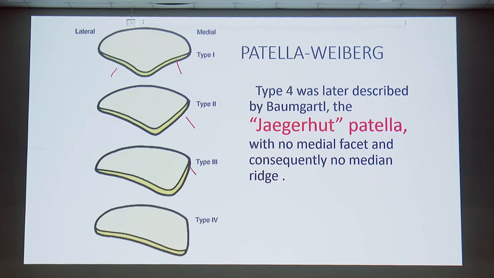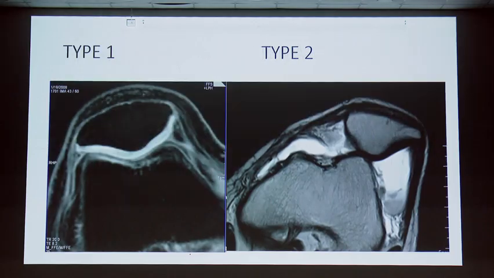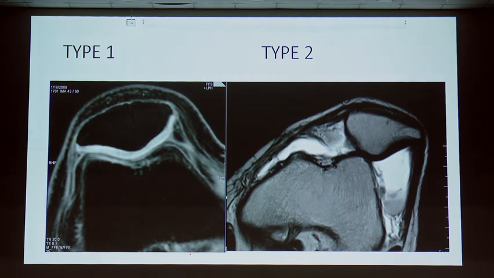But if you are seeing Jaegerhut, you can see only one facet will be there. There will not be a second facet. There will be one articulating facet, that is called Jaegerhut patella. That is also quite common. We have to be careful. That will be a very severe form of patellofemoral instability. This is type 1. You can see the articular surface, you can see nicely, it is type 1.